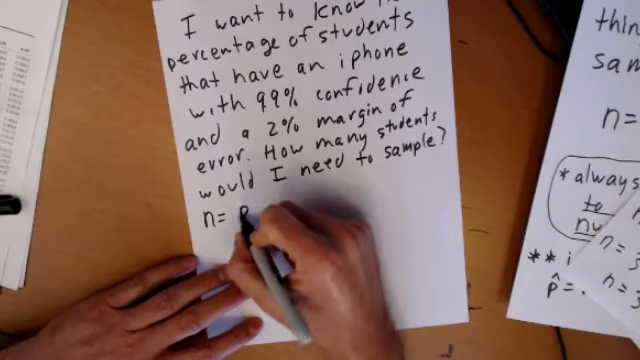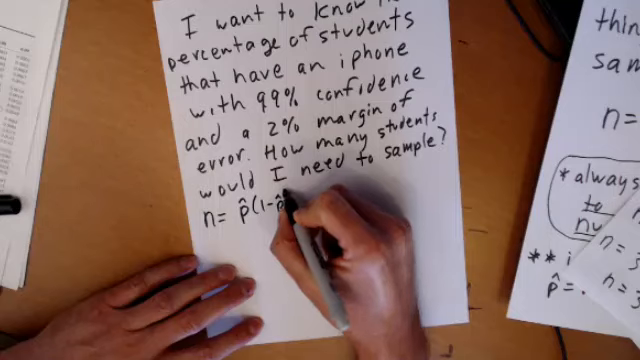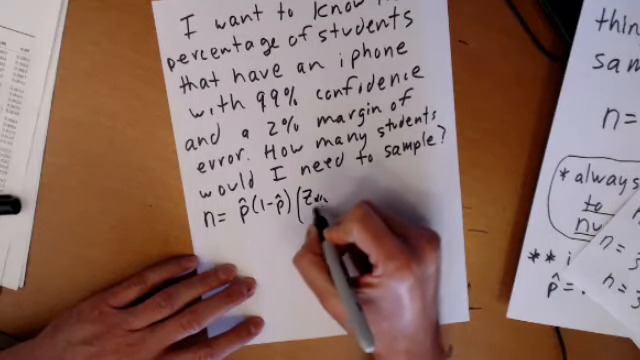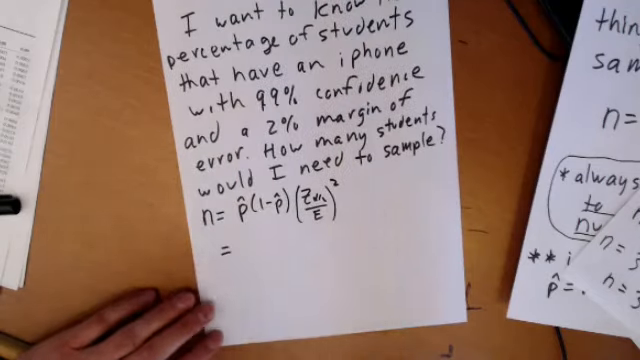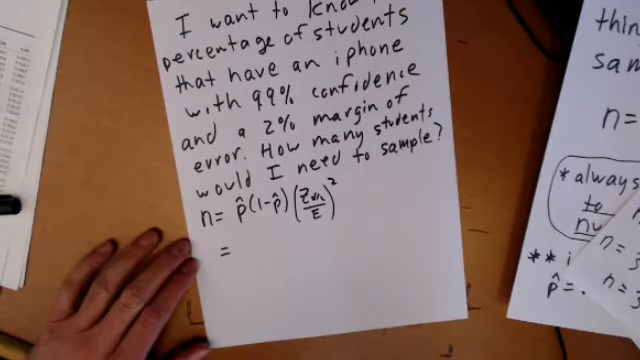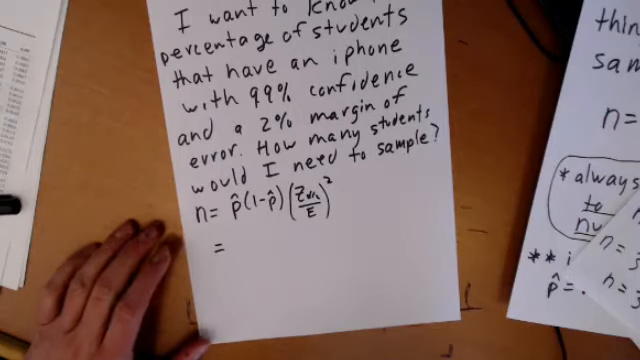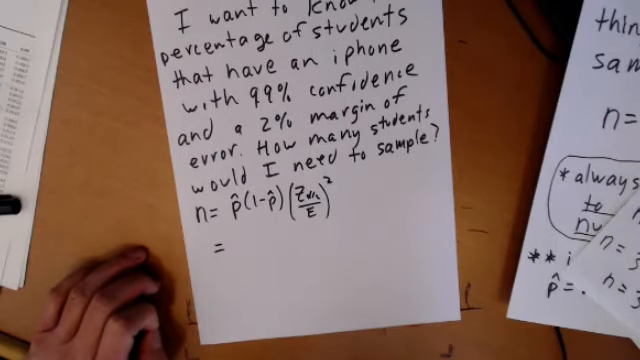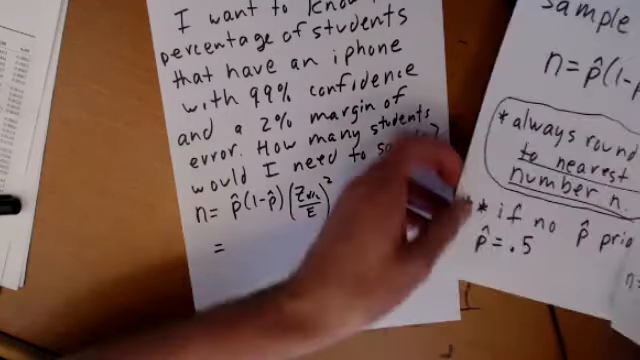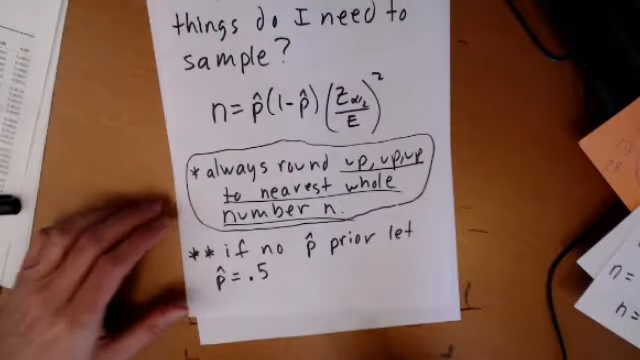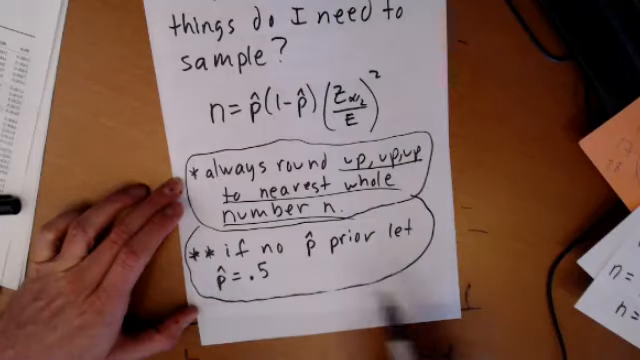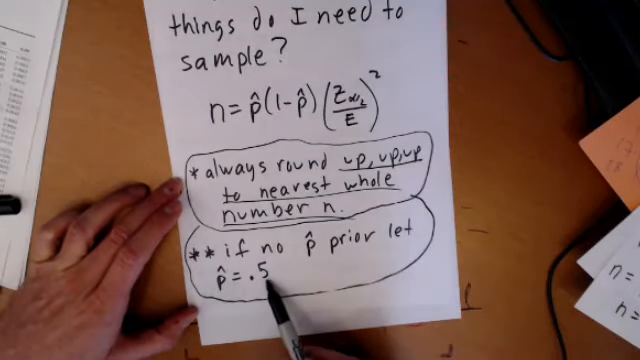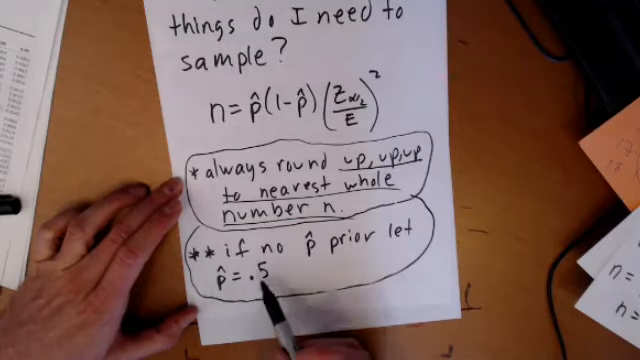p hat, 1 minus p hat, all times z alpha over 2 over E, quantity squared. Let's plug numbers in. Is there a p hat? Is there prior information? Is there a p hat prior, p hat previous? No, I don't know anything. Okay. Remember over here we said, if no p hat prior, just assume it's 50-50. If no p hat prior, let p hat be 0.5. Common mistake, people put 0.05. Just remember, you don't know, 50-50, 0.5.